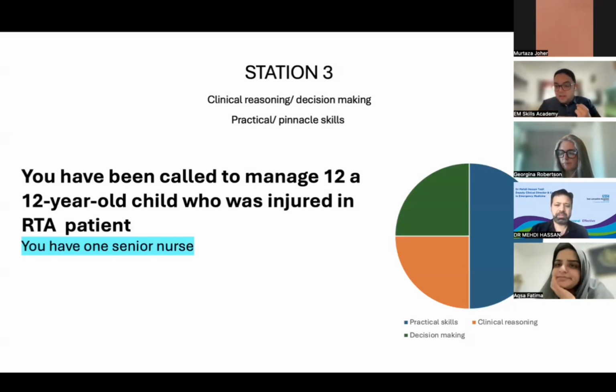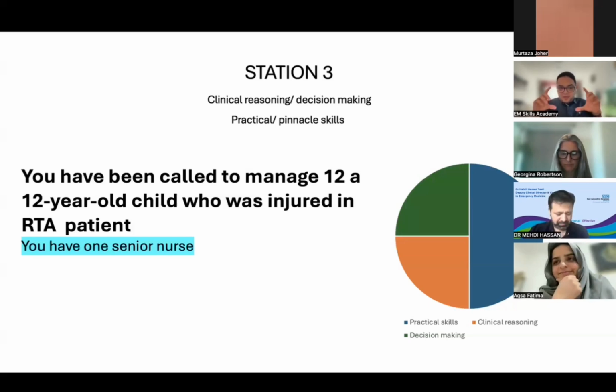Khaled, just a point to add here. When you see in any scenario in the exam that you have one junior doctor, senior doctor, or a nurse, think about it as a resuscitation. Yeah, absolutely. I just didn't pick it up early. It is something serious going on. That's why we are here to guide you. So you're going for resuscitation.